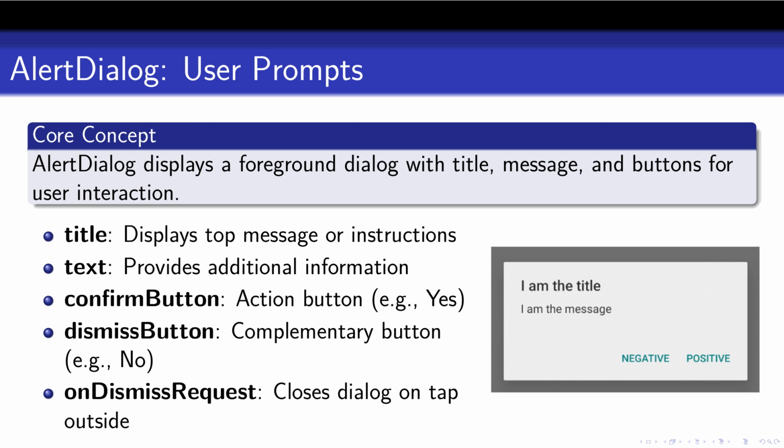Finally, we use AlertDialog to prompt the user with important messages or choices. The dialog includes a title, a message, and action buttons like yes or no. The onDismissRequest allows users to close the dialog by tapping outside of it. This component is useful for confirming destructive actions or prompting decisions.